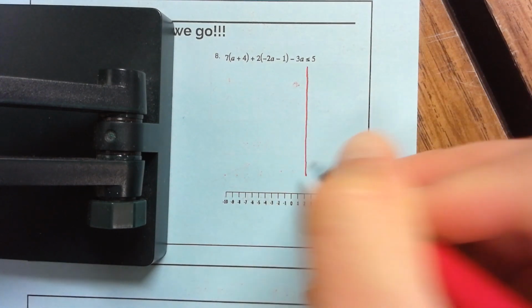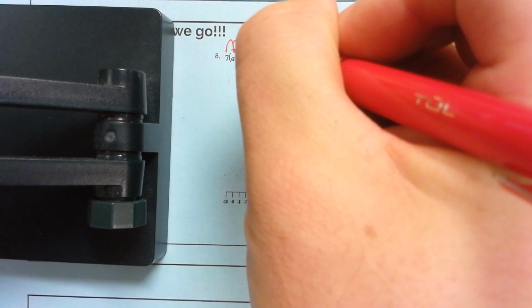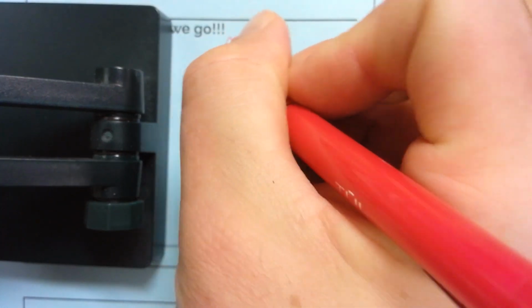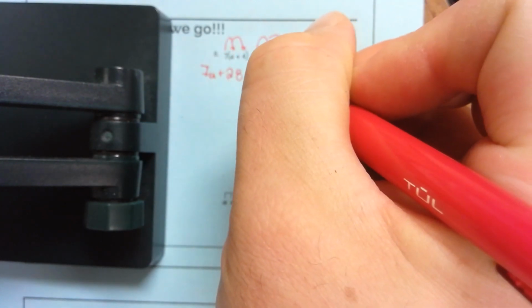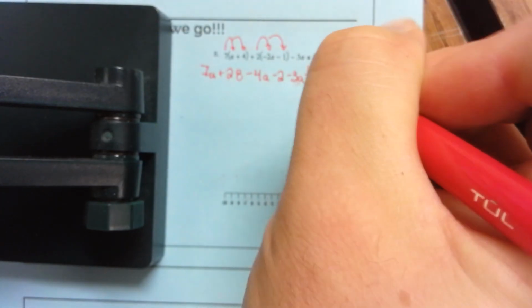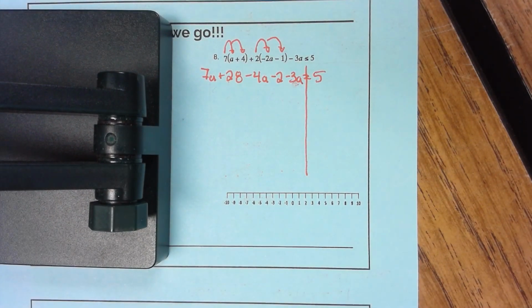The first thing I'm going to do is distribute the 7. At the same time, I'm going to also distribute the positive 2, giving me 7a plus 28 minus 4a minus 2 minus 3a, and it equals 5. Make sure when we distribute, we're distributing the number on the outside of the parentheses to everything on the inside.